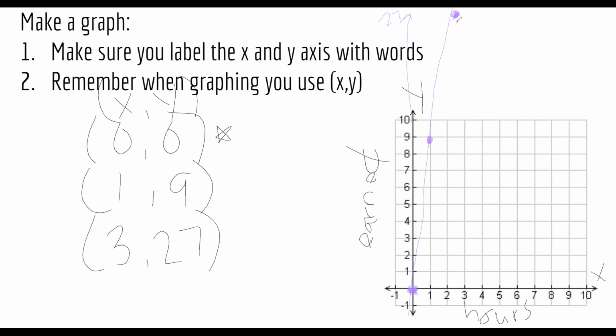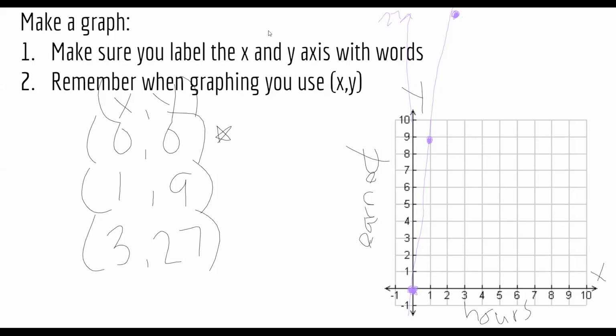So the example in your homework talks about manuals and how many pages you have to read. So it tells you the equation and then it gives you one of the points. So you can kind of use that point to figure out where your other points are going to be.